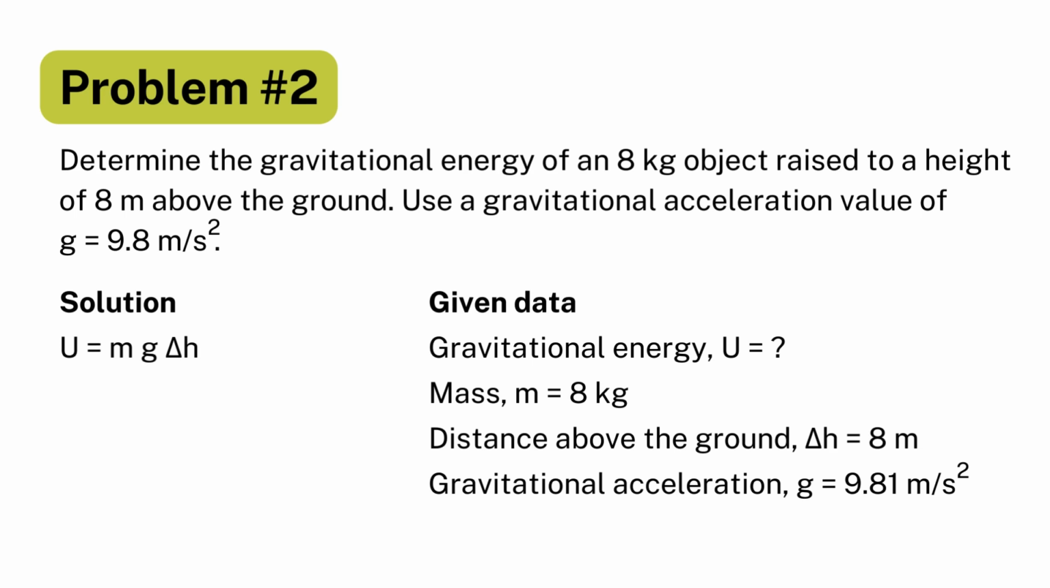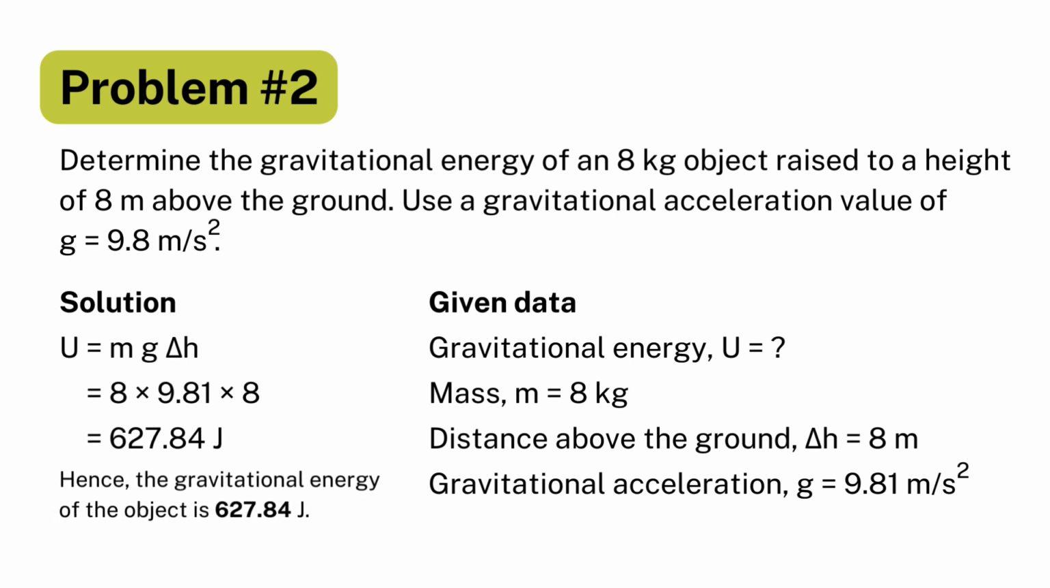So the value of U becomes 8 multiplied by 9.81 multiplied by 8, which gives the value of U as 627.84 joule. Hence, the gravitational energy of the object is 627.84 joule.